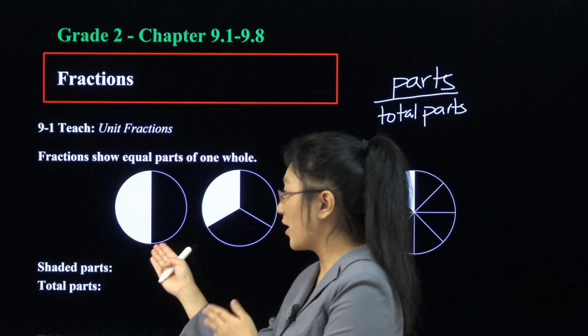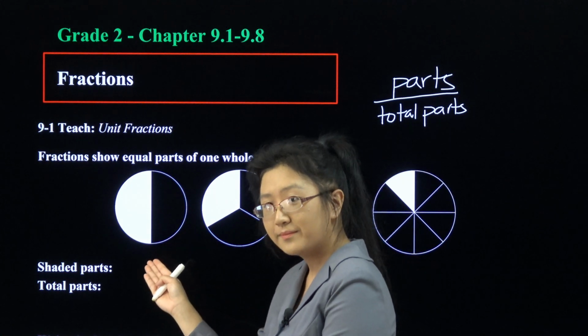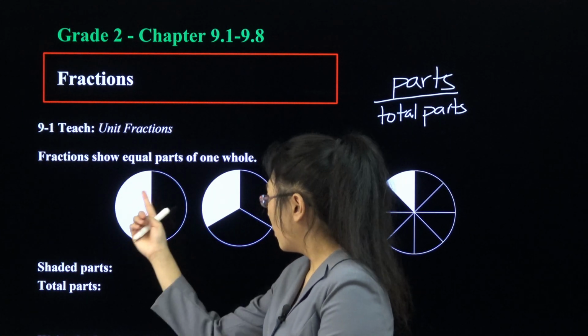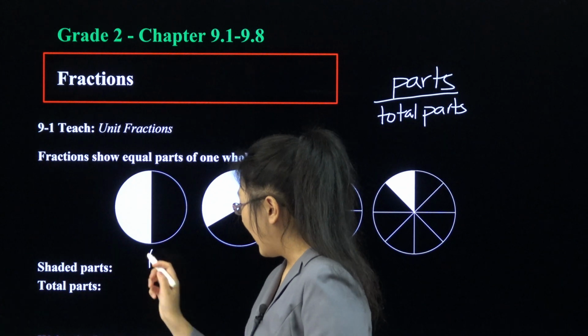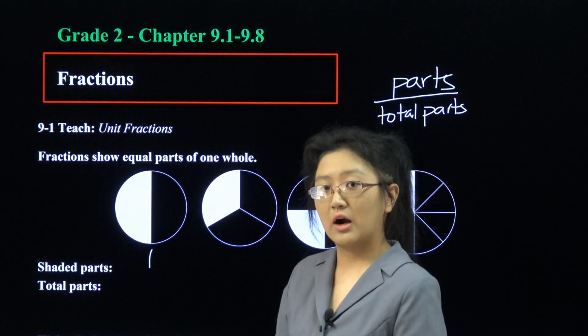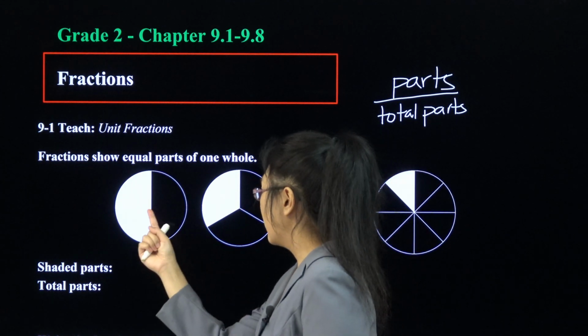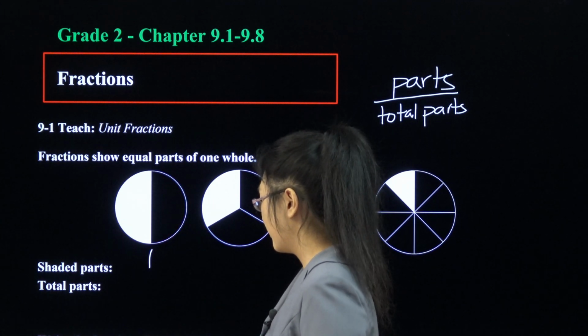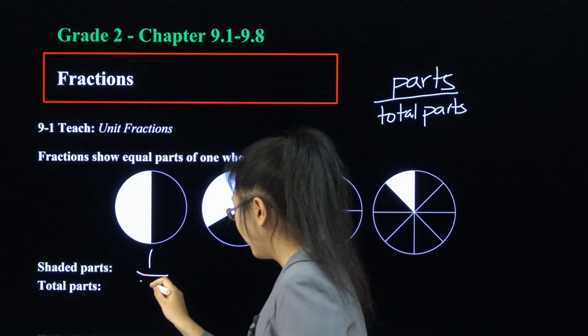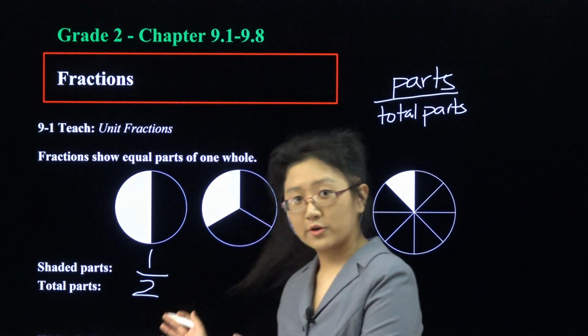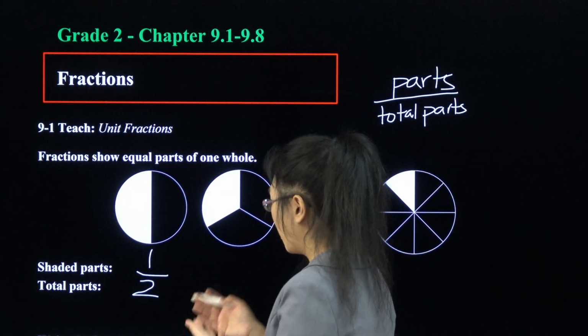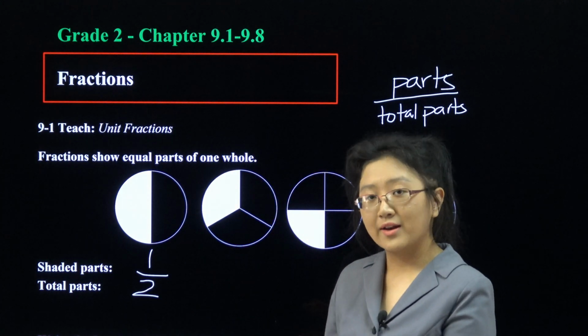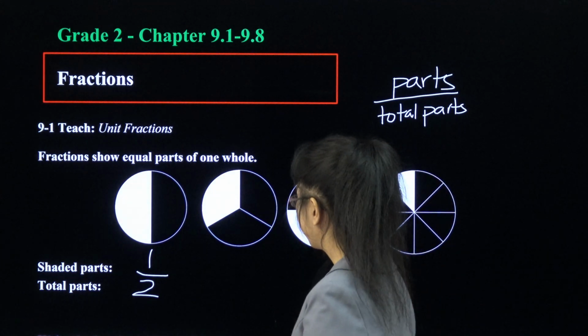So how many shaded parts are there in this diagram? 1. How many total parts are in this diagram? 1, 2. So that would be 1 over 2, written like this. 1 with a horizontal line over the 2.